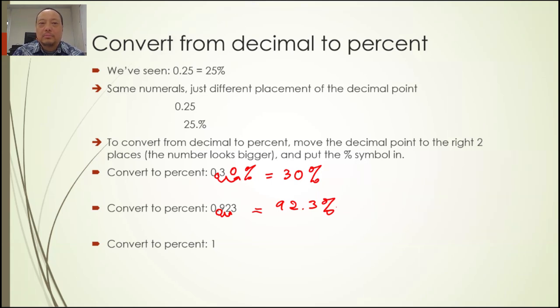Bottom example, convert to percent. 1, just 1. There isn't any decimal point, but all whole numbers have an invisible decimal point right here. 1 is the same as 1 point. And now I move it 2 places to the right. I fill in the blanks with zeros. I put the percent symbol in, and the answer is 100%. So far, so good.